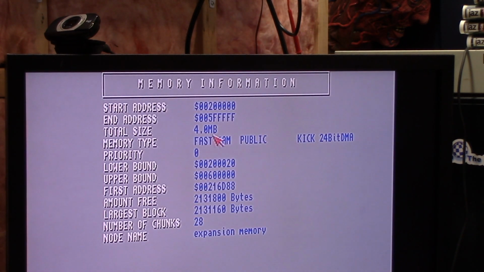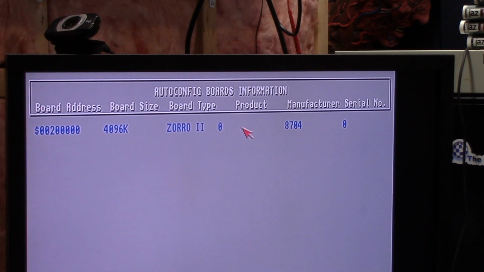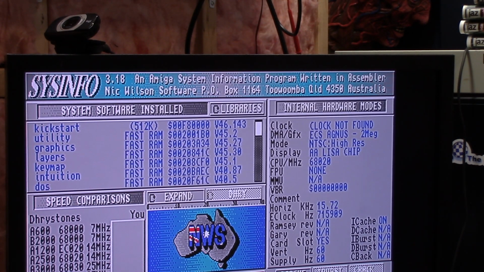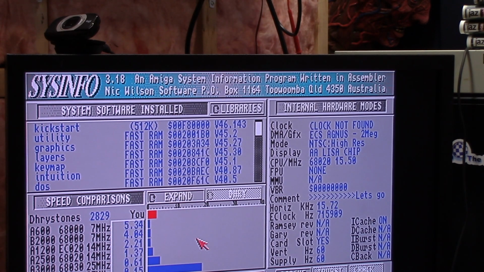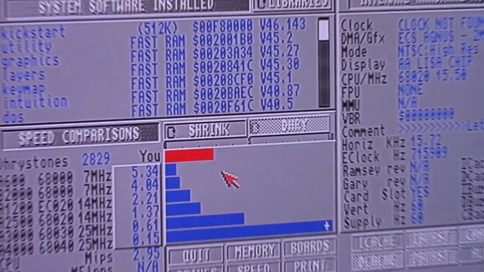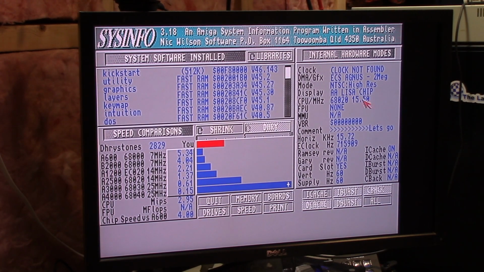Memory, 4 meg, 24-bit, 32-bit RAM, 2 meg chip, 24-bit. Okay, DMA, expansion boards, Zorro 2. 4 meg, manufacturer 8704, that is Apollo. Speed, nothing different. It shouldn't be any different because there's no accelerator. 14 and some change, 15.5. I think that's because of the memory. I gained a little bit of speed. So, I gained a tiny bit of speed because of the memory.